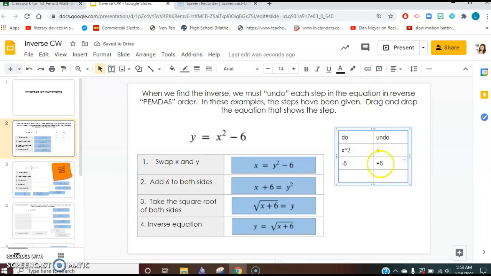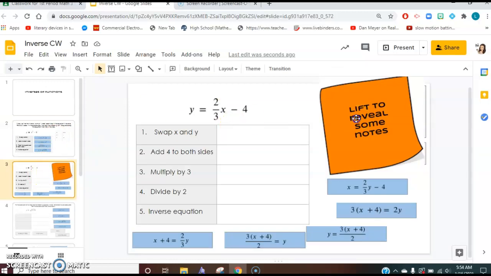So if I had done x plus 6 and then take the square root of that whole thing, that's exactly the same answer. All right, so if you want to do a do-undo list for these, then all you need to worry about is the bottom step. But I would like for you to insert a table like I did so that I can see that was the method that you used.